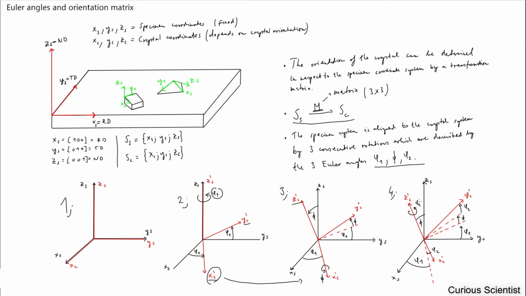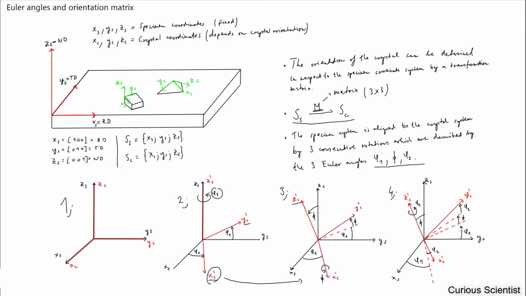So we are here, and we apply a phi 2 rotation around the z prime axis. You can see the previous position of the coordinate system axis was here with the dashed line. Now we moved the xc out of the plane, and that is the phi 2 rotation. And then here we can see the history of the y-axis.